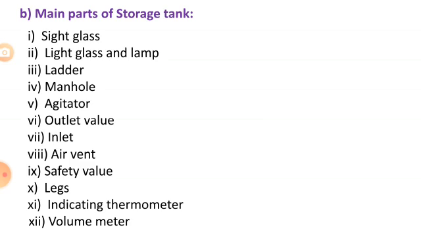That air vent is also an important part of the storage tank to maintain proper aeration. Then the safety valve is also there. Then legs to hold the storage tank straight, so the storage tank must be fitted with legs. Then the indicating thermometer. A thermometer must be there to measure the temperature, to maintain the temperature of milk below 5 degrees centigrade to prevent bacteria.